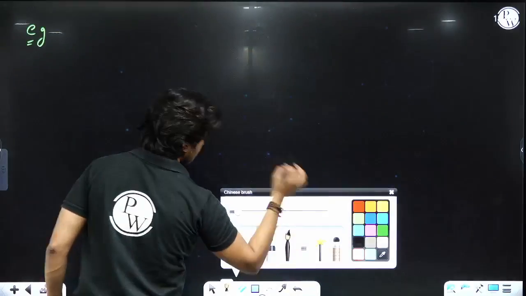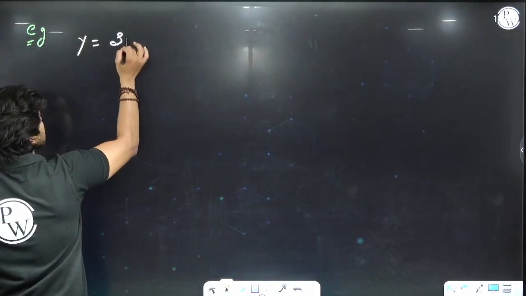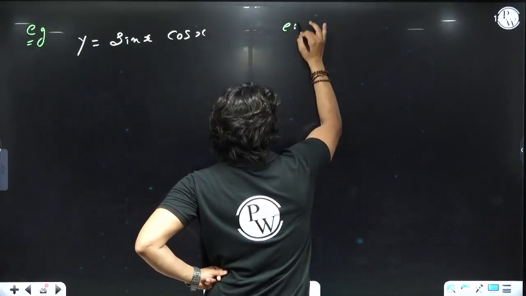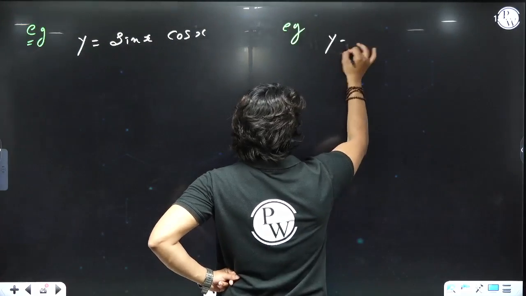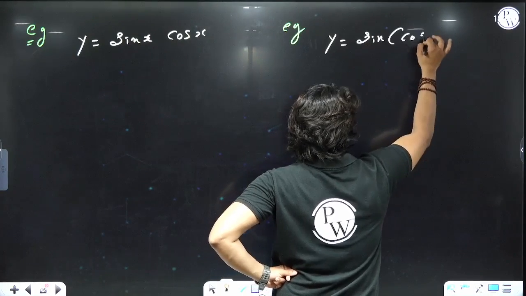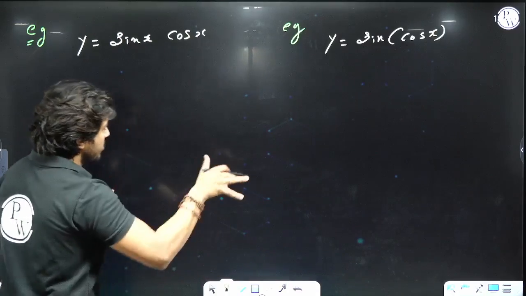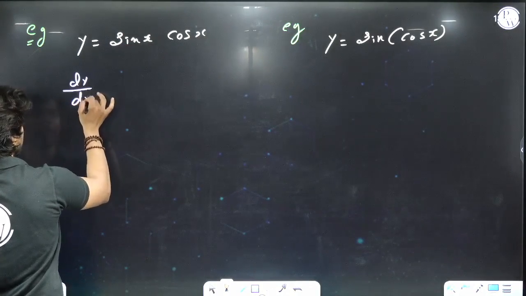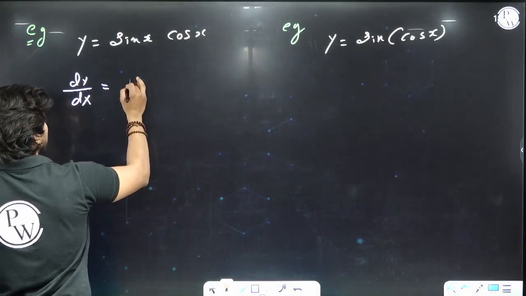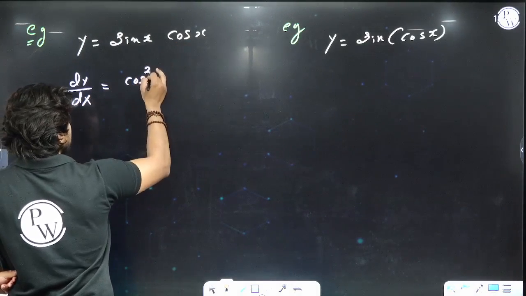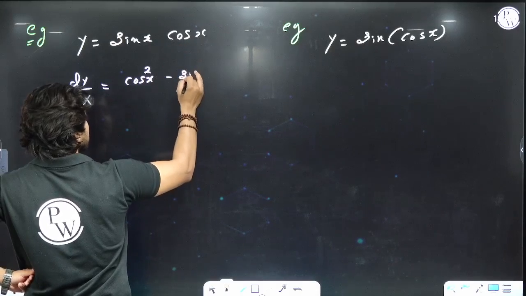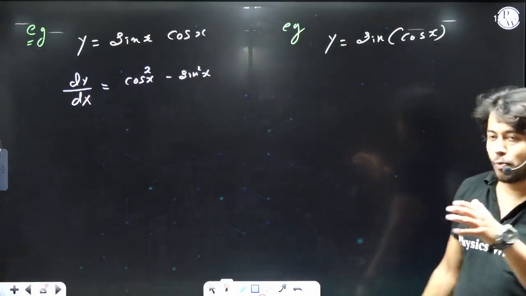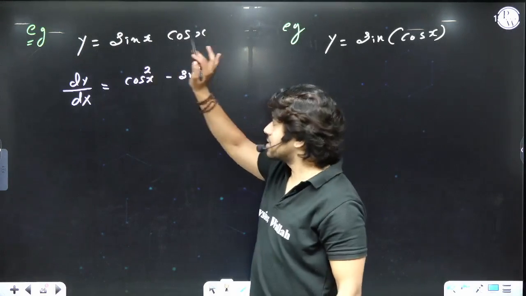See, first I'm writing y equals sin x into cos x, and on the other hand I'm writing y equals sine of cos x. Cos x is within sine. How do we differentiate it? For the first function, dy by dx equals, what is the differentiation of sin x? It's cos x. Keep cos x as it is. Plus, what is the differentiation of cos x? Minus sin x. Keep sin x as it is. So this is cos square x minus sin square x. This is the differentiation according to product rule of the function sin x into cos x.